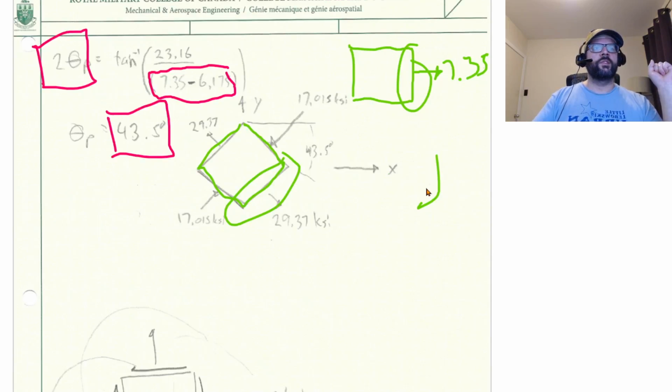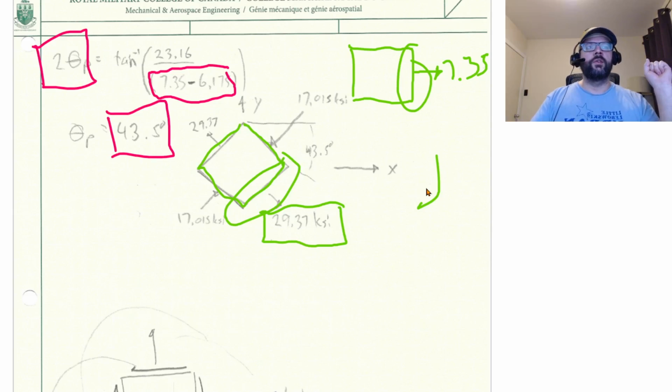So this is the one that has the 29.37 tensile stress, and obviously the one opposite to it, and then the other two faces are the ones that have the 17.015 compressive stress on them.